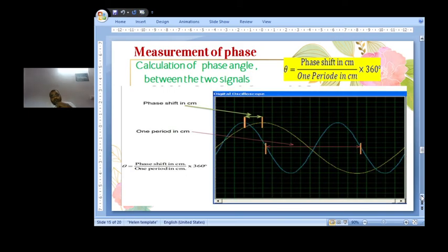Now this is the measurement of phase shift. We can calculate the phase shift easily. We just find the difference between the two peaks of the two fed signals, and using this difference we can get the phase shift by using these relations.